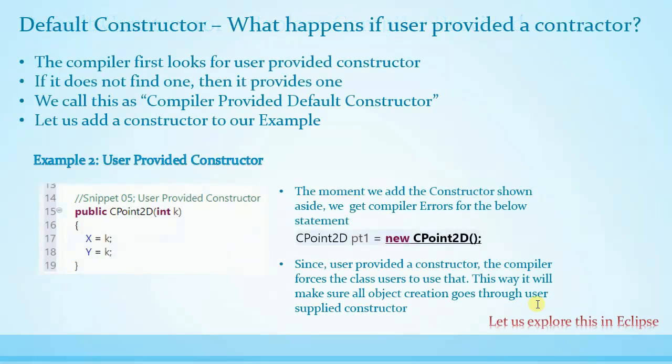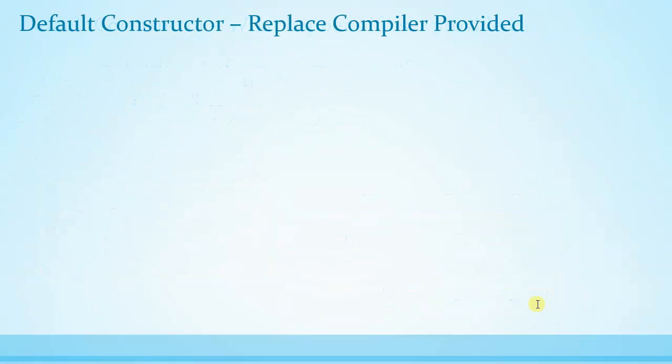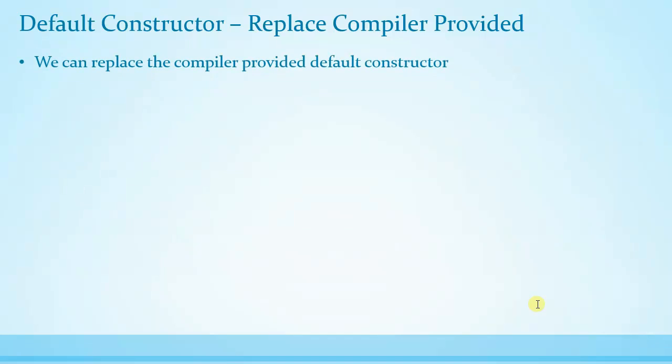So if we want to create a constructor which does not take any parameter, then we will be overriding the default constructor. This is the way we can replace the compiler provided default constructor. So we know in what situation the compiler provides a constructor. It provides a constructor when we don't write one. If we write one which doesn't receive any parameter, then we are overriding the compiler provided default constructor.